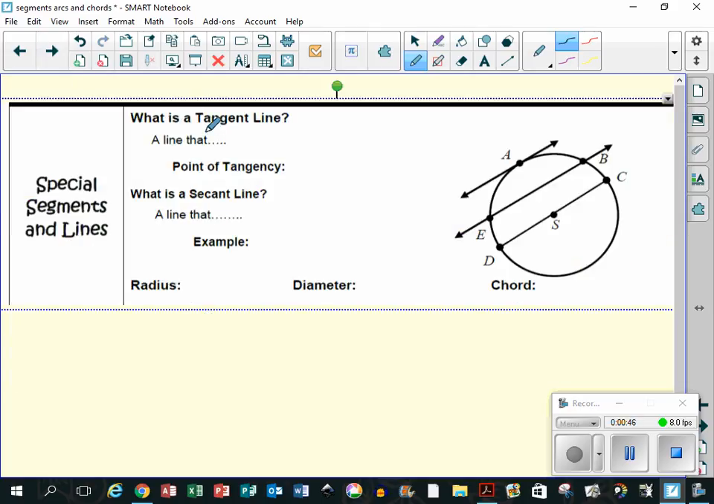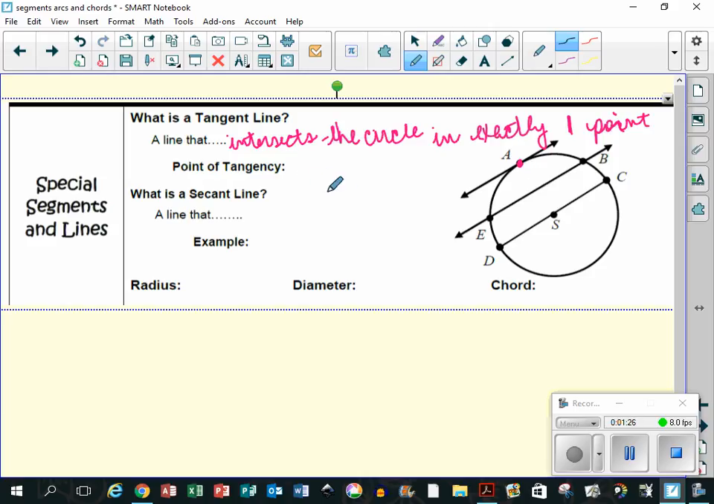First, what is a tangent line? A tangent line is a line that intersects the circle in exactly one point. Exactly one point. For example, point A is the point of tangency.